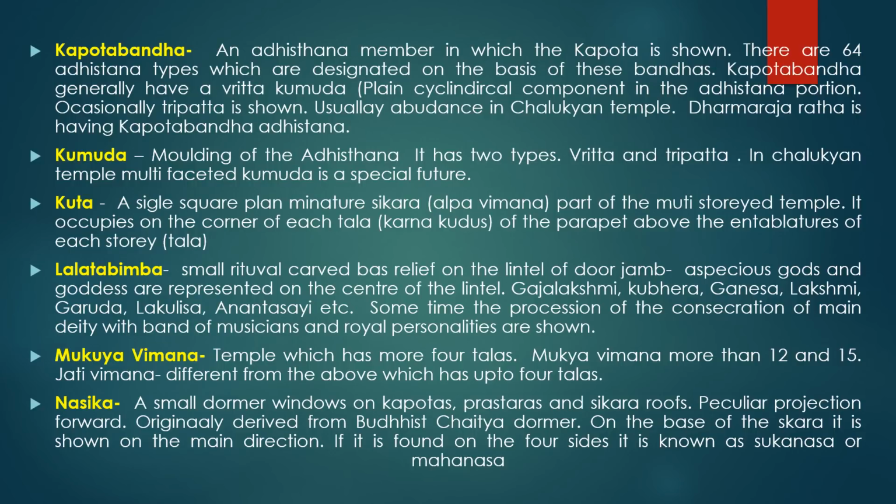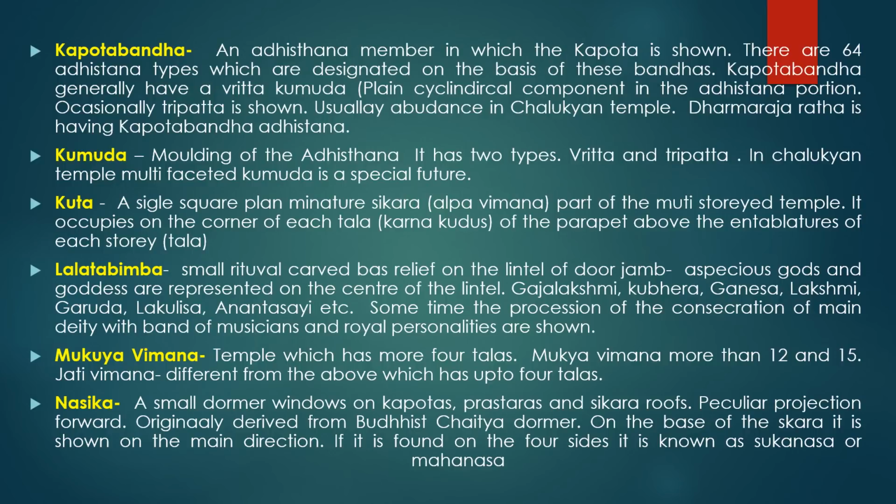These are the important ones: Kabodha Bandha Adhisthana or Pada Bandha Adhisthana, and likewise we have Pradibandha Adhisthana. This kind of Adhisthana we have in Tamil Nadu. The Kabodha Bandha are designated on the basis of these bandhas. Kabodha Bandha generally has a Vritta Kumuda, that is a plain cylindrical component in the Adhisthana portion.